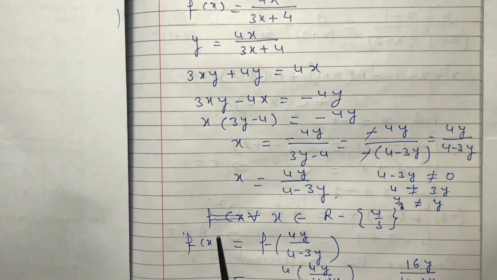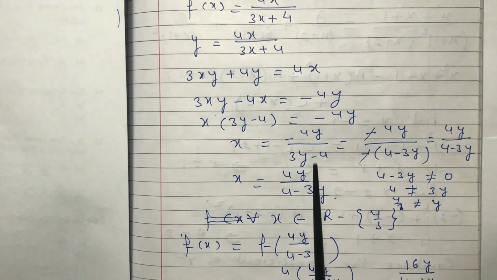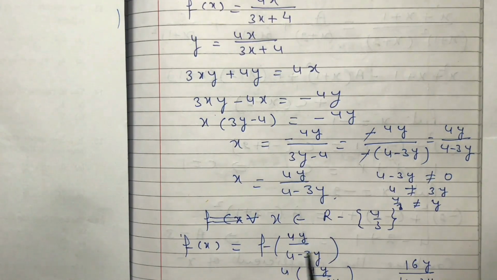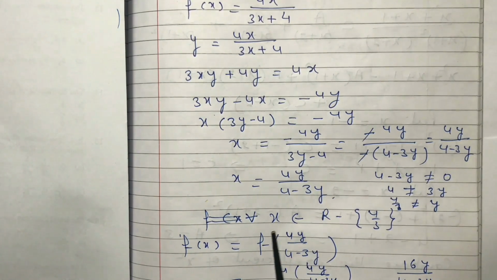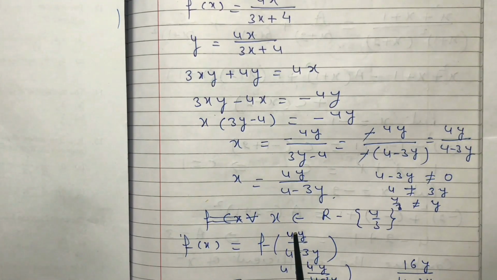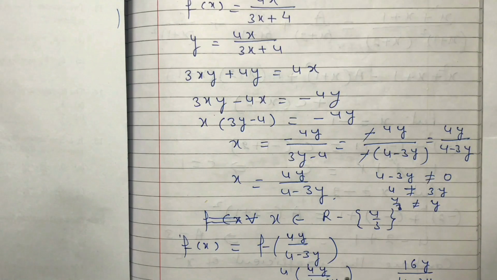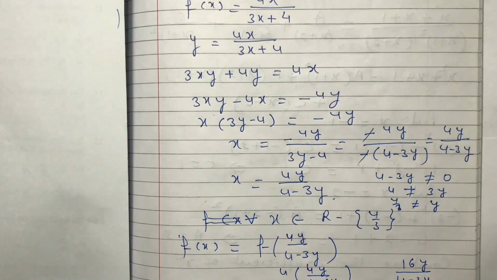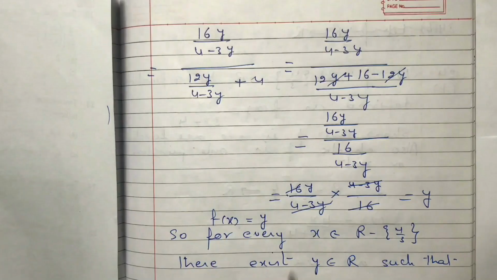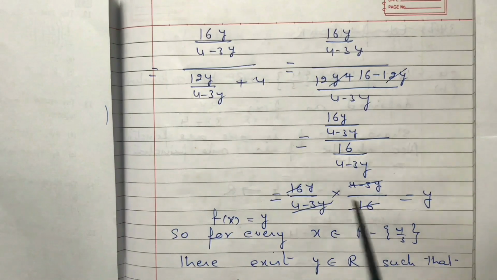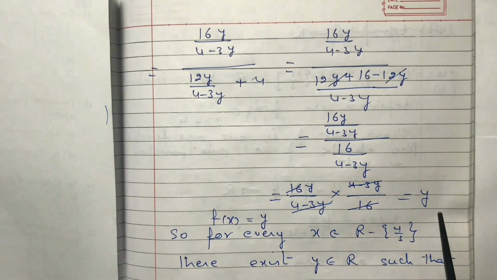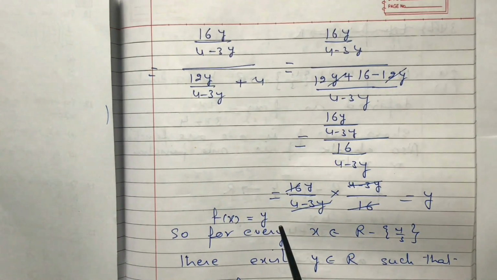Instead of x, you will write 4y upon 4 minus 3y. And this is equal to the original function fx, that is 4x upon 3x plus 4. Instead of that x, write this. So you have written this, and simplify it as you go. Here I have simplified everything and it comes out equal to y. It means fx is equal to y.